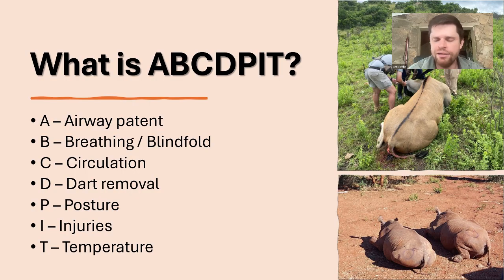Okay. The D: get the dart out as quick as you can. That's one of the things that a lot of people end up forgetting, and then you wake up your animal and you see it runs off with the dart still in. So make that part of the initial things. When you get to the animal, remove the dart.